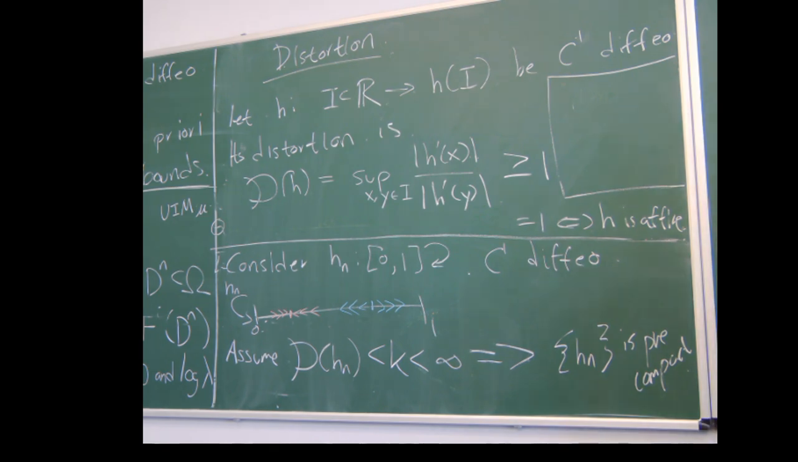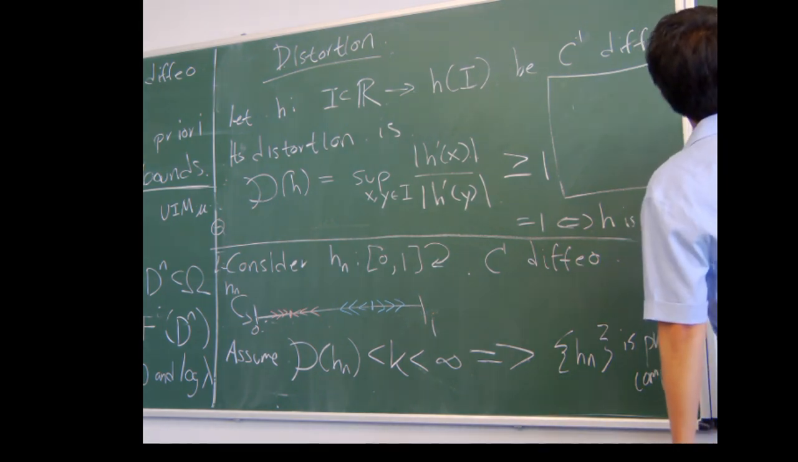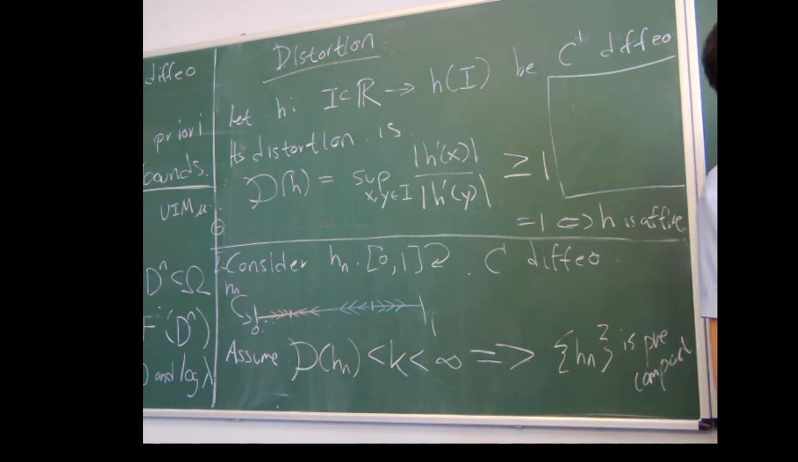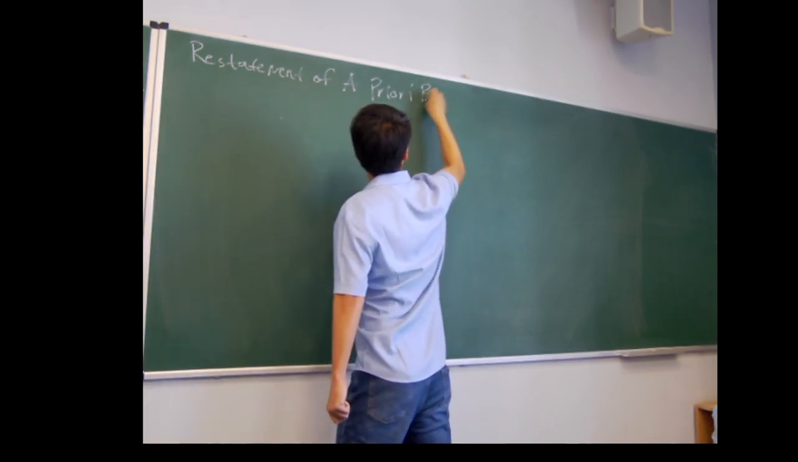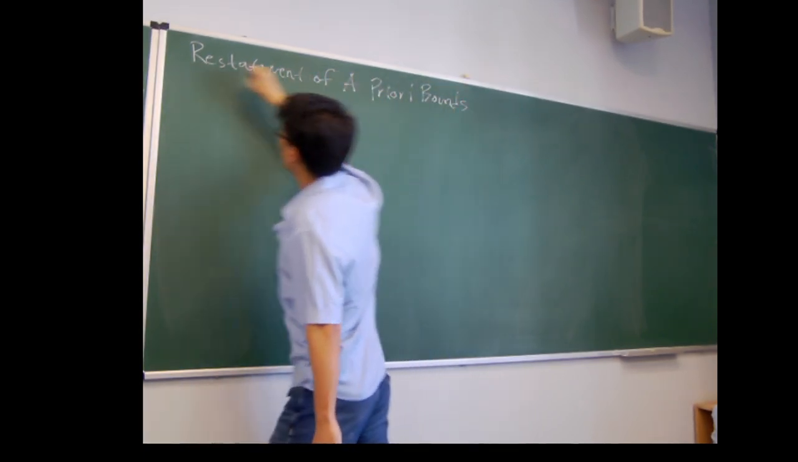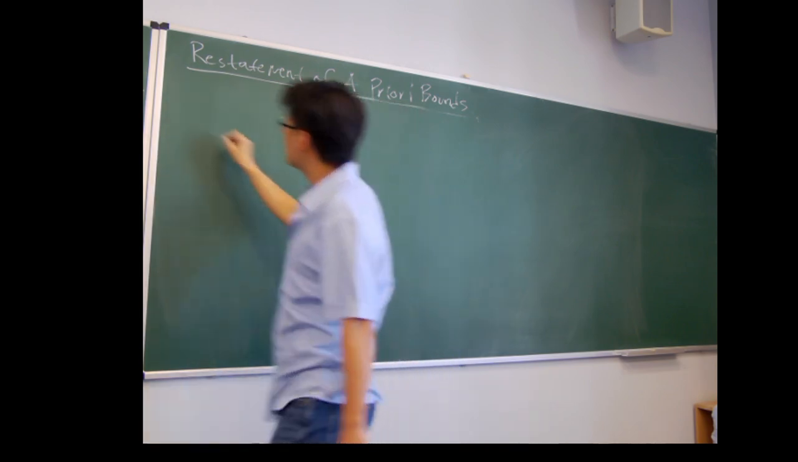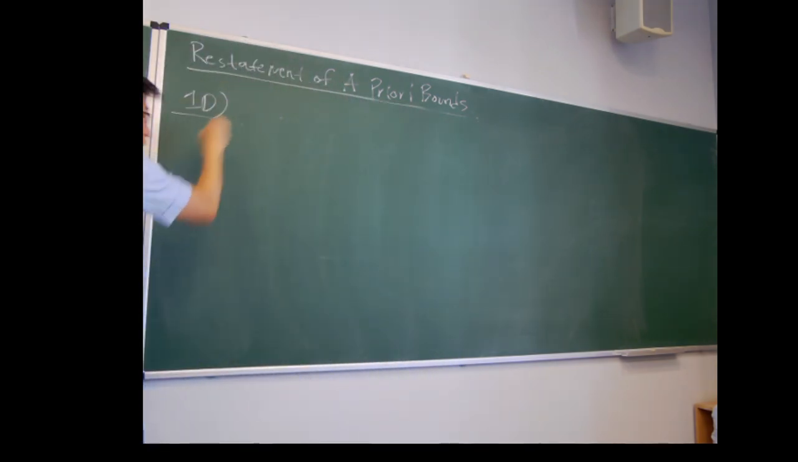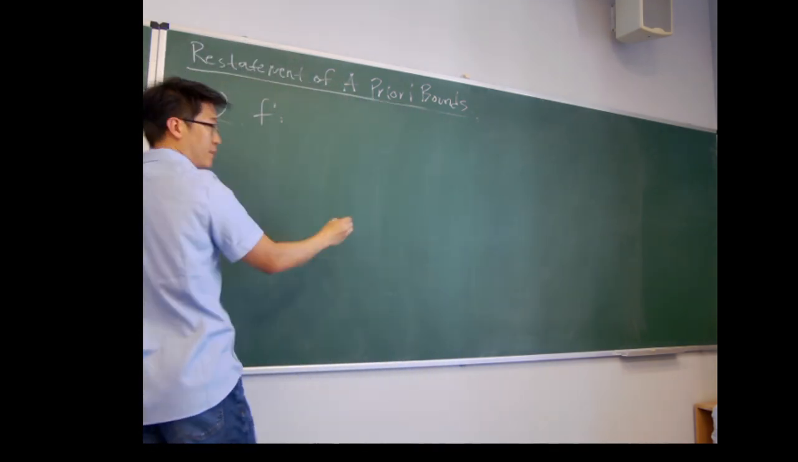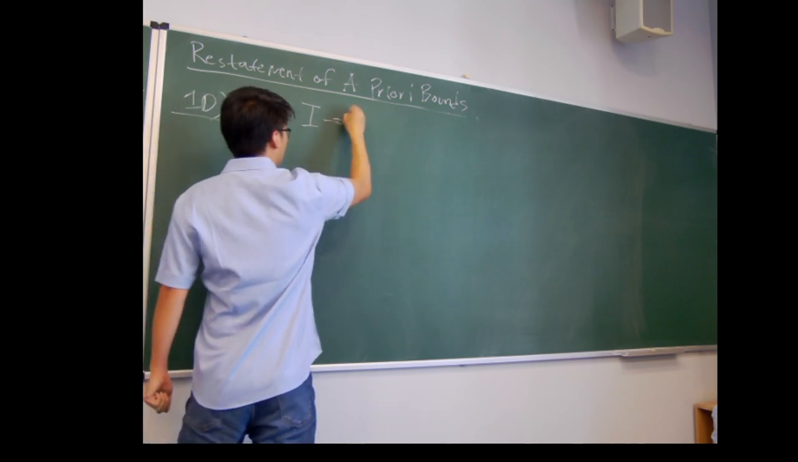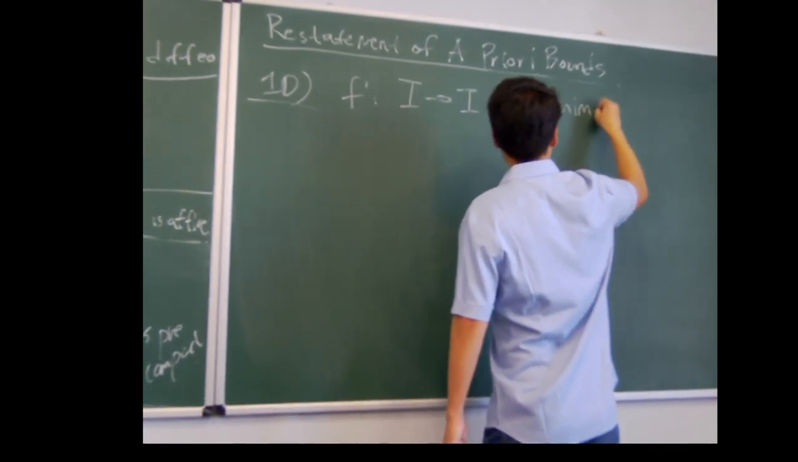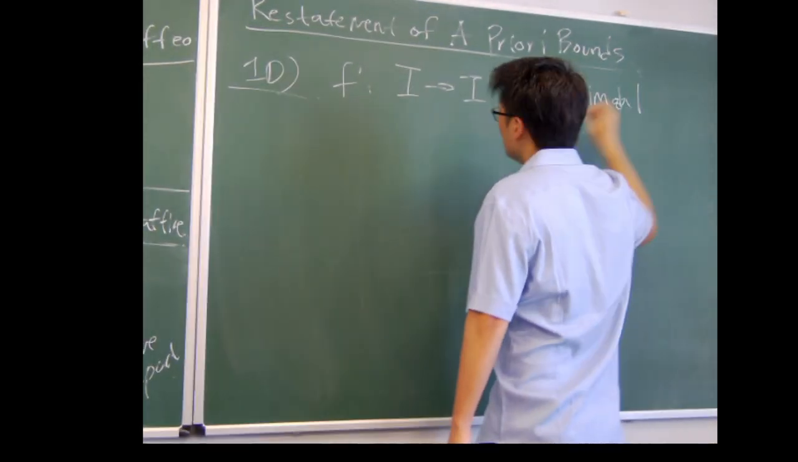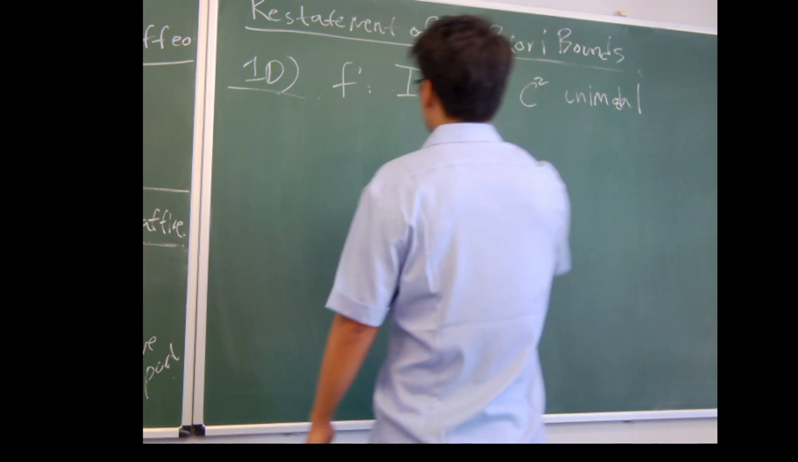So let me restate the upper bounds, the a priori bounds. I'll start with 1D. In 1D, we have a unimodal map from an interval into itself, which is C2 unimodal, and we assume that it is infinitely renormalizable.